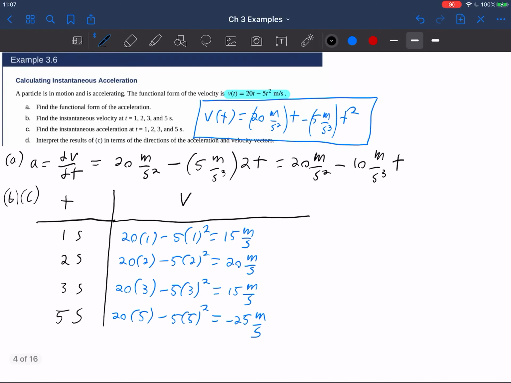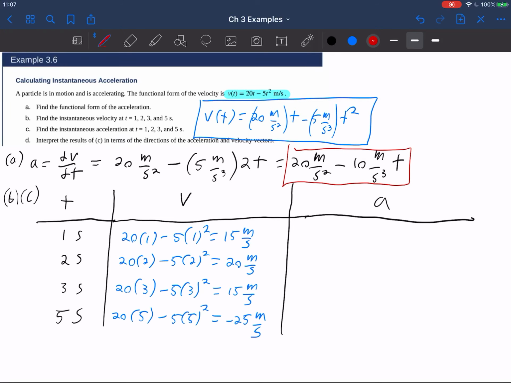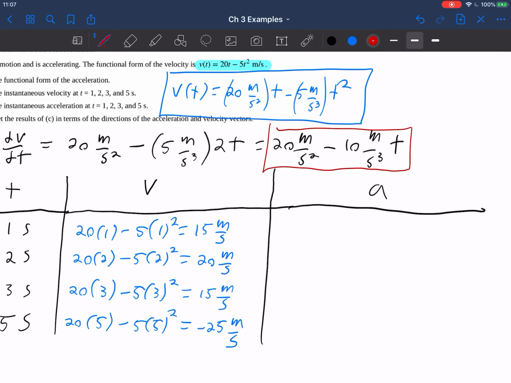So let's do the acceleration now. That was basically the answer to part B. So the acceleration, I have a formula for acceleration as a function of time. So let's use that. I can plug in time equals 1 second. That gives me 20 meters per second squared minus 10 times 1.